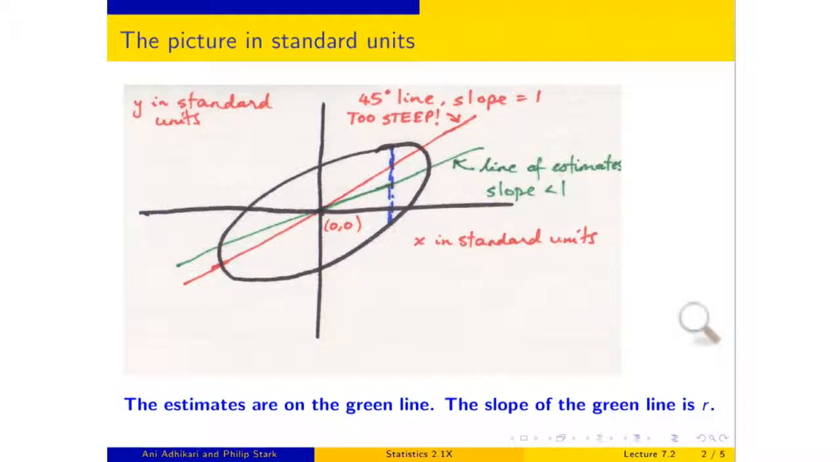And what this does is that it allows us to create an equation. What we're learning is that our estimate, at least in standard units, is going to be r times the given x in standard units. Why is that? Well, this line is passing through the origin. It's a natural idea that any line of estimates should pass through the point of averages. So the line is passing through the origin. It has no intercept. So all it has is a slope. And what's the slope? The slope is r. And so what's the equation?